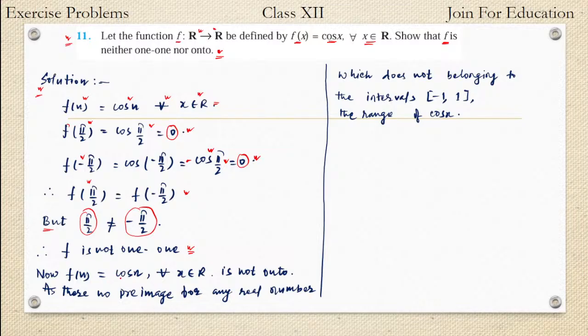f(x) equals cos x for all x in R is not onto, as there is no pre-image for any real number which does not belong to the closed interval -1 to 1, the range of cos x. Of that, there is no problem to understand the solution of question number 11.